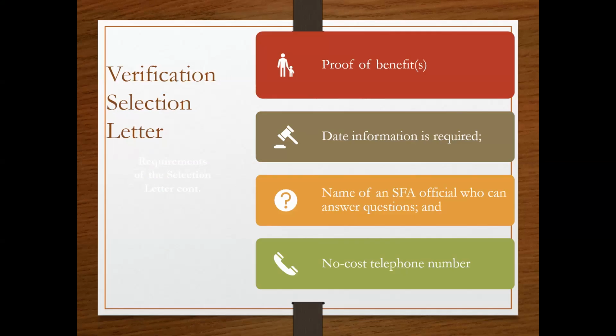The letter also includes the date when information must be provided by, and that failure to do so will result in termination of benefits. Also provide a name of an LEA official who can answer questions and provide assistance. And also you want to make sure they have a no-cost telephone number so they can ask questions if needed.